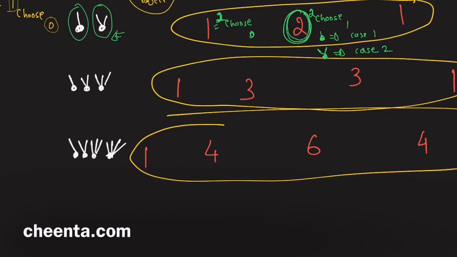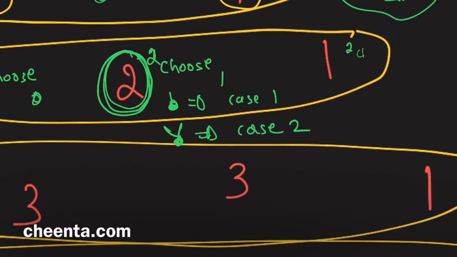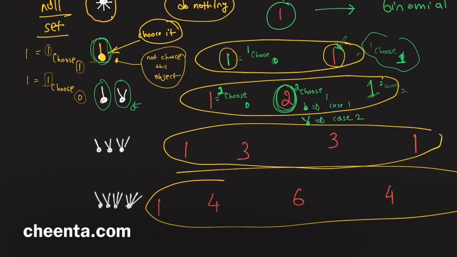And the third case is to choose 2. So choose both of the objects. There is only one way to do that. Choose both of them. That's it. Okay, so do you see what I'm doing here? You can run this same logic in the third line.